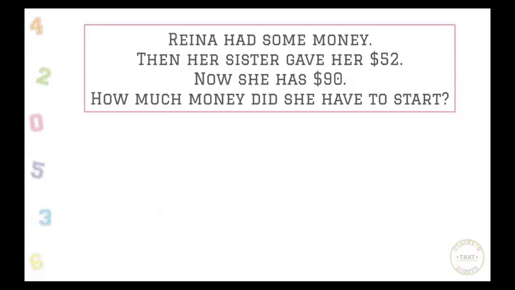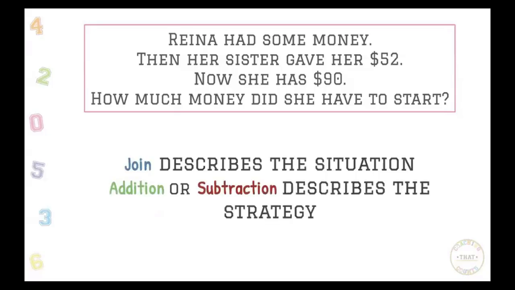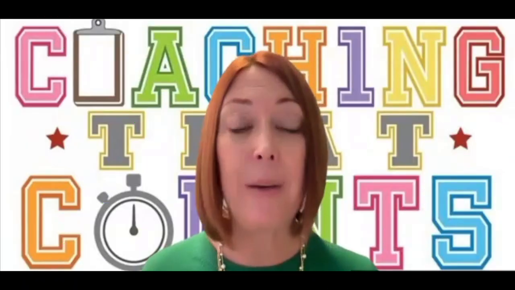In grade 2, students are not just learning how to add and subtract. They're learning how quantities relate when information is missing. Join describes the situation. Addition or subtraction describes the strategy. That is why 2.OA.A.1 doesn't say solve addition subtraction problems, but rather use addition and subtraction to solve problems. The standards name situations, not operations.